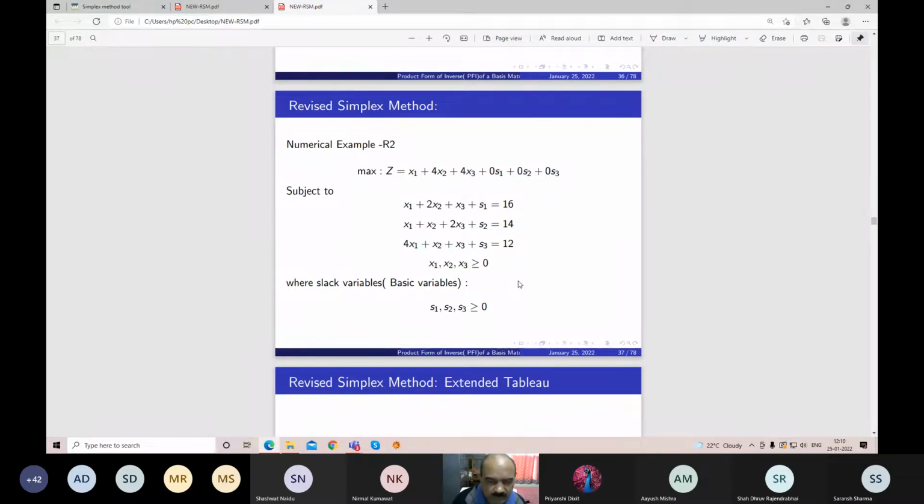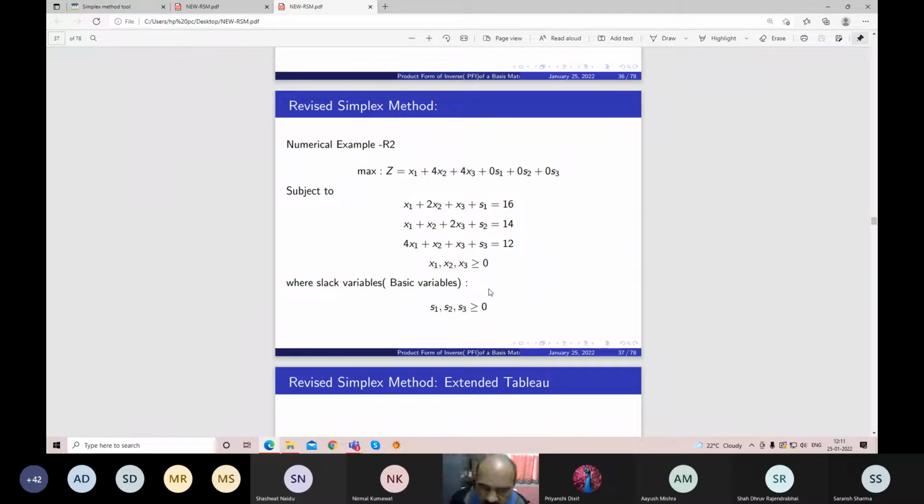The second slide, second page. What we have done, we have introduced 3 slack variables, namely S1, S2, S3. The slack variables are generally basic variables. And sometimes if there are artificial variables, they are also basic variables. But the surplus variables are not basic variables. I am repeating several times: slack variables are basic variables, artificial variables are basic variables. But presently in this problem, we have 3 slack variables.